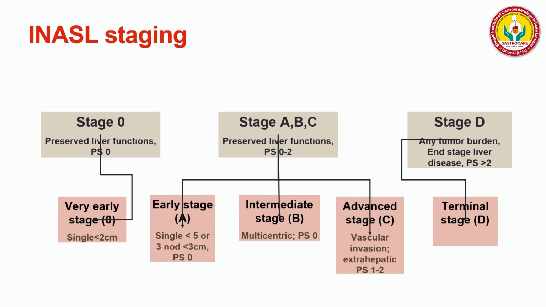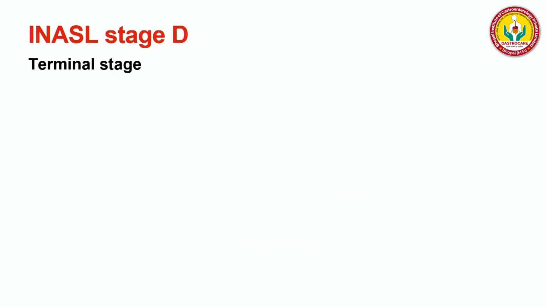Now, what is important to understand is stage 0, A, B, and C, 4 out of 5 stages are defined by the liver function status. So where you are offering any treatment except transplant, you need to have preserved liver functions. That means CTP A6 or maximum B7. Your lenvatinibs, your immunotherapies, your TACE, your SBRTs are valid if your patient has well preserved liver functions. If the patient is terminal stage D, none of these are valid. So please remember, a preserved liver function test patient is the one where you are offering all the treatments which are available. So I'm finishing the terminal stage D here.